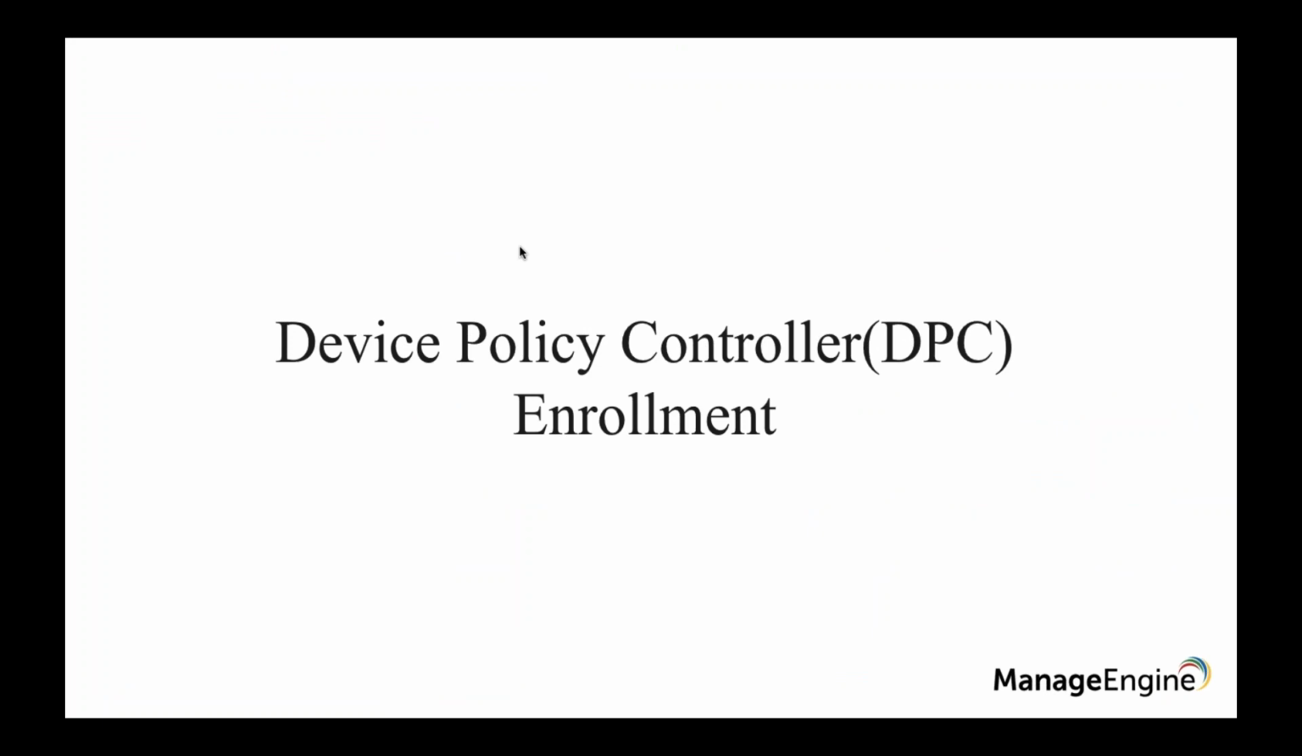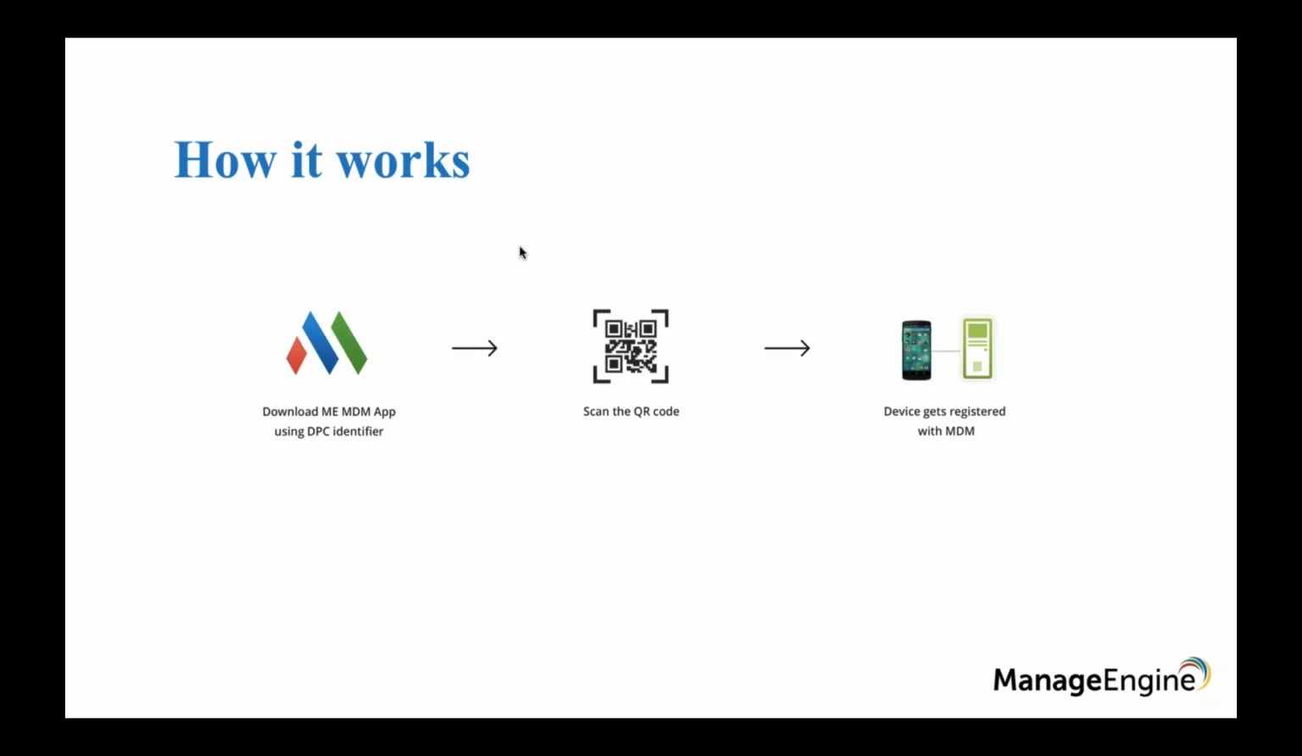So now that we have seen how we can do it for iOS devices, we have a method called the Device Policy Controller Enrollment method, or the DPC enrollment. As already discussed, for an Android device to be managed, the first thing that you have to do is to download the MEMDM app into the device. The next step is to manually enter the server details. So this enrollment method completely automates that process for us.